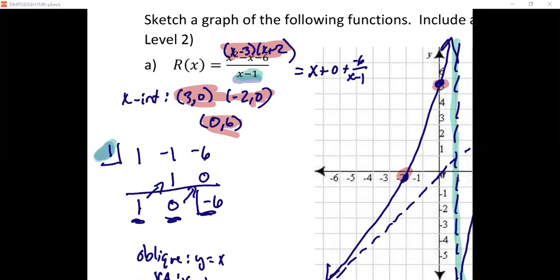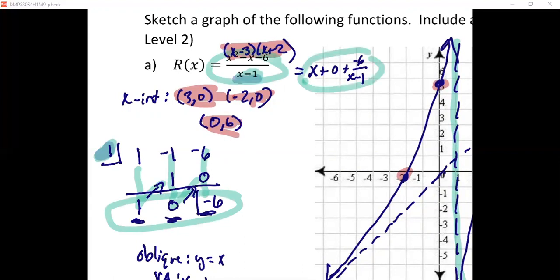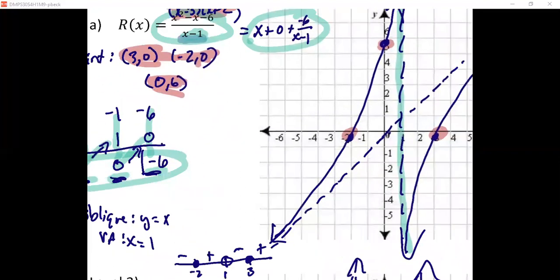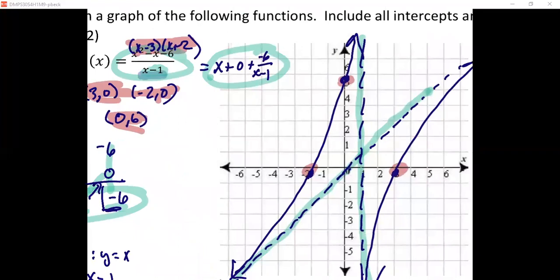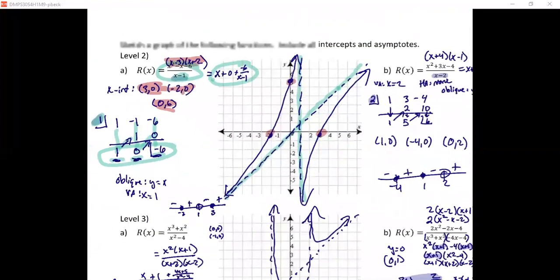Synthetic division is really just a process, so we're going to have to interpret our results. Bring the 1 down, multiply by 1, add, multiply by 1, add, and I get that result. Now, what that result tells me is that this expression is equivalent to this expression, where I have x plus 0 plus negative 6 over x minus 1. So the x plus 0 is where I get my oblique asymptote.